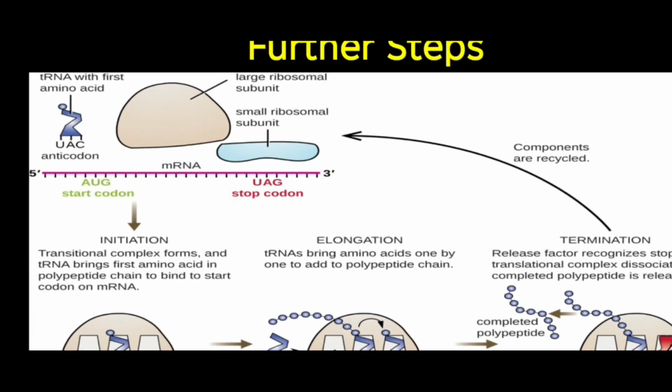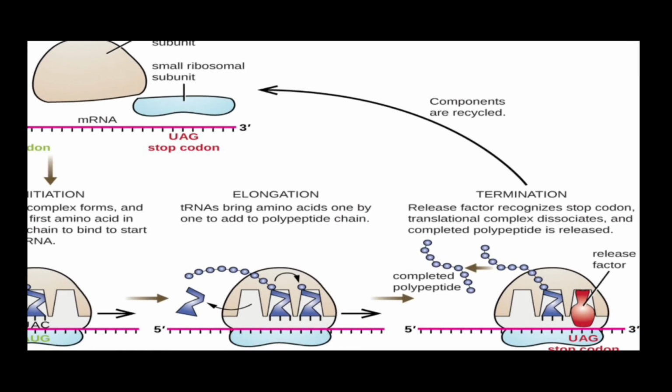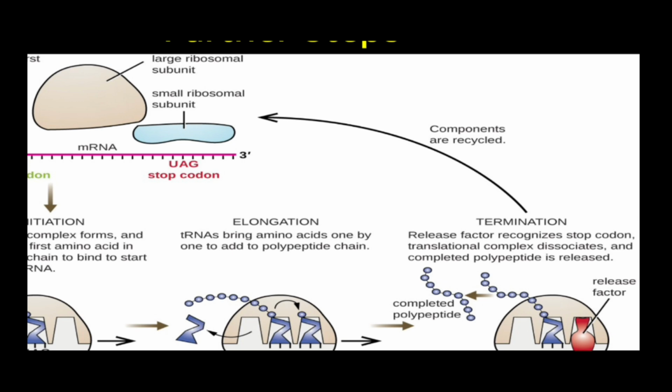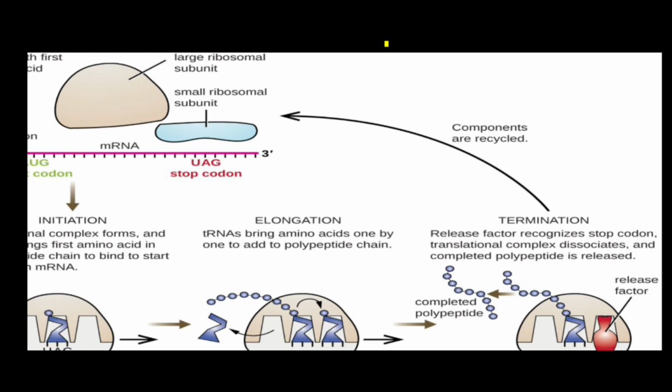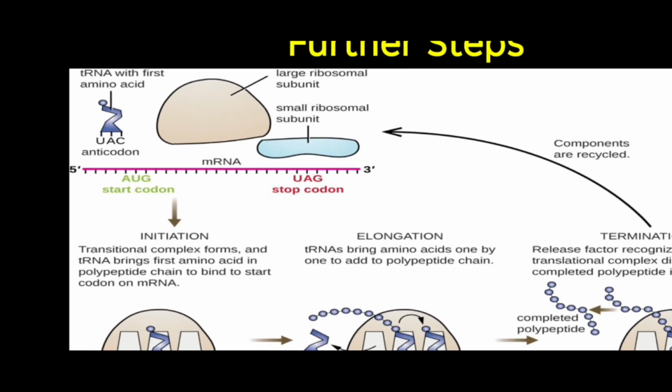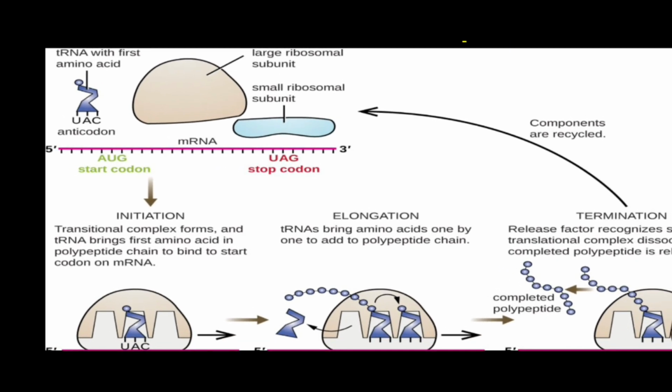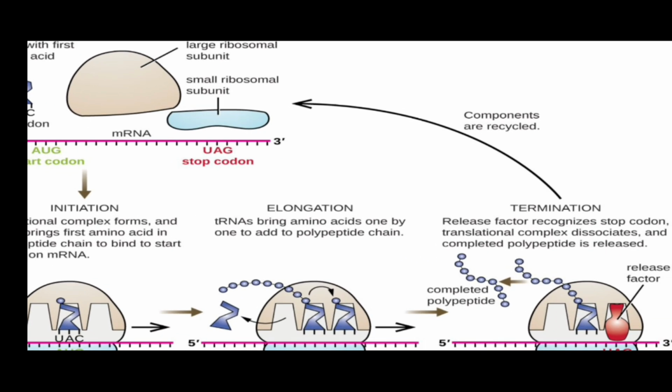We can see the third step is termination. Release factors recognize the stop codon. Here is the stop codon on the messenger RNA, that is the UAG, that is also read by the release factors. Release factors recognize the stop codon, and the translational complex dissociates, and the complete polypeptide chain is released, and the process of protein synthesis stops, and the components are recycled. So protein synthesis is completed in three steps: initiation step, elongation step, and termination step.